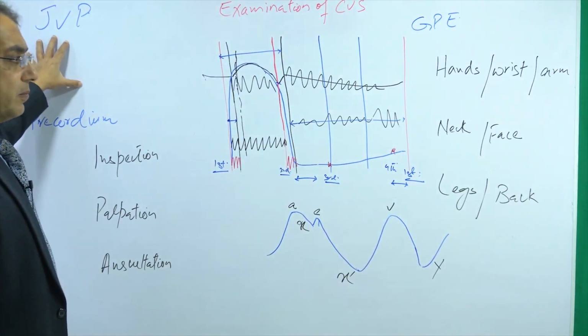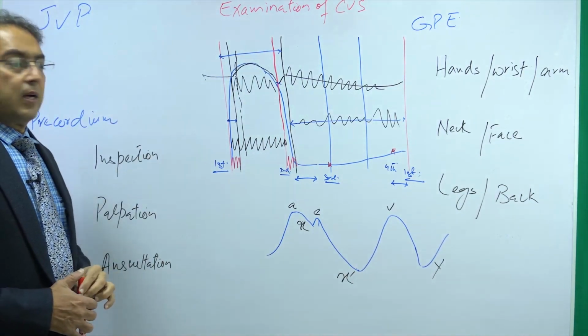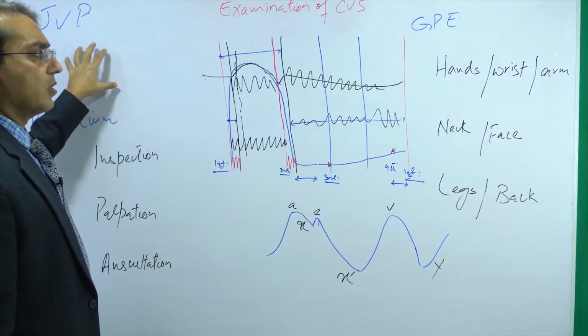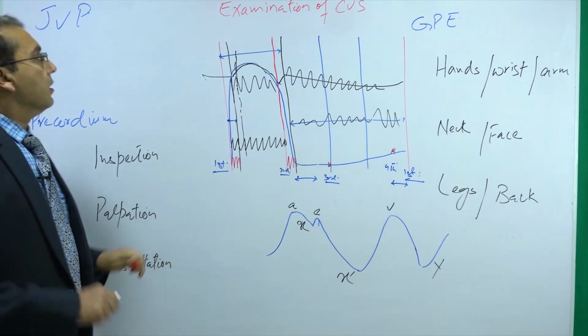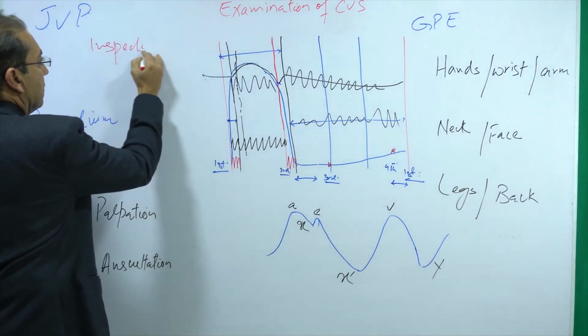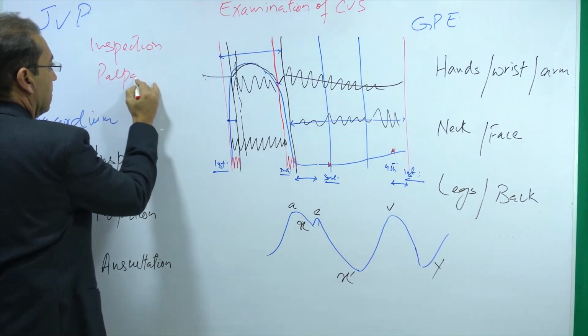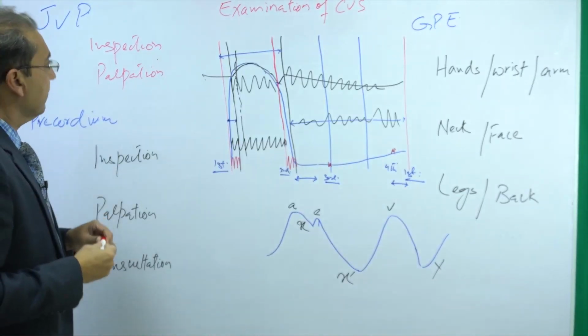Now we come to the JVP. When you see pulsations in the neck, you have to decide whether this is arterial pulse or venous pulse. Now we can do this on inspection and palpation, and we can do a maneuver.